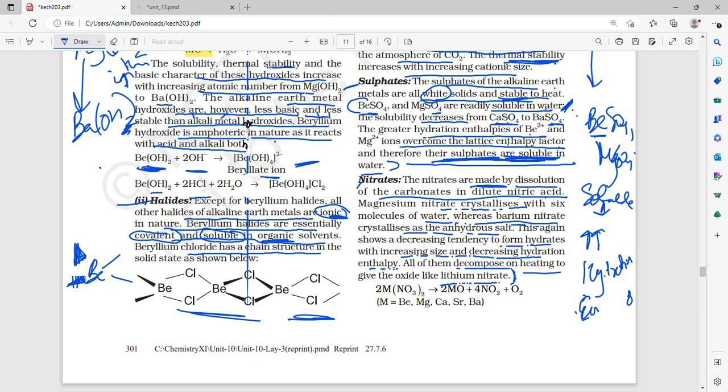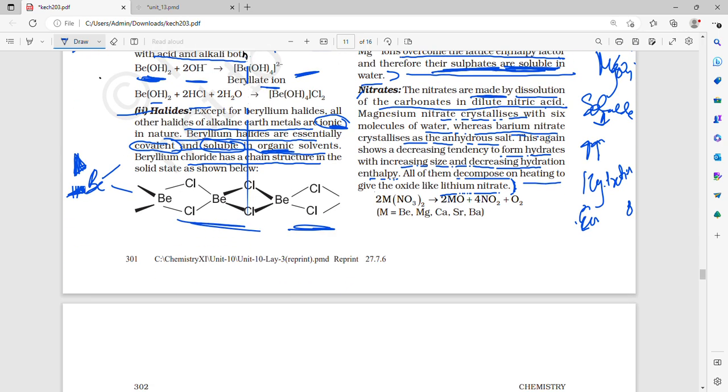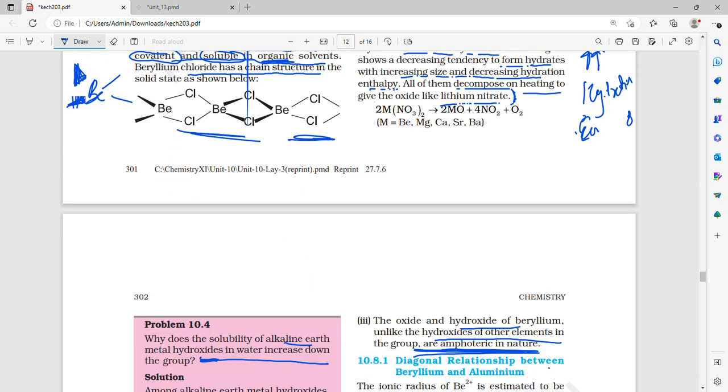This again shows a decreasing tendency to form hydrates as we go from magnesium to barium with increasing size and decreasing hydration enthalpy. All of them decompose to give the oxide like lithium nitrate. They all give oxide, nitrogen dioxide and oxygen.